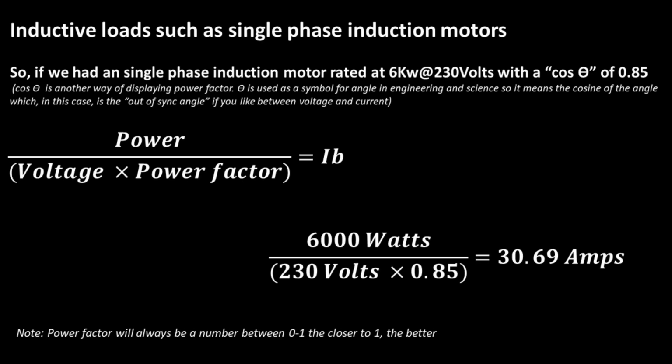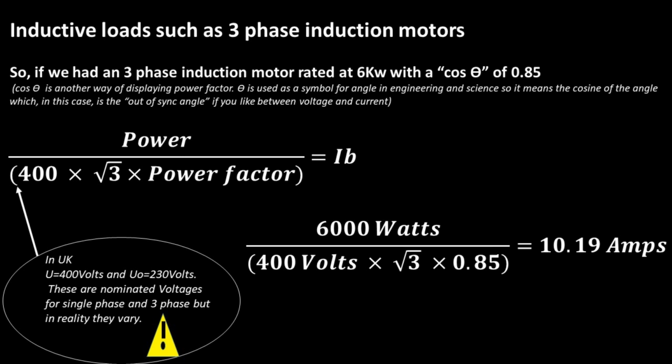Let's say we've got a 6,000 watt or 6 kilowatt single phase induction motor, which is rated at 230 volts, and that has a cosine theta or power factor of 0.85. Then the maths would simply be 6,000 watts divided by 230 volts times our power factor, which would give us 30.69 amps, and that would be our design current.